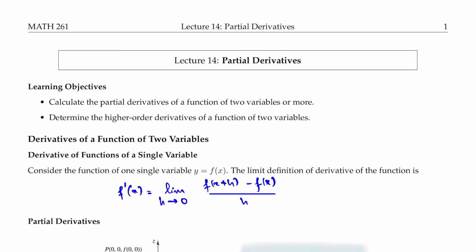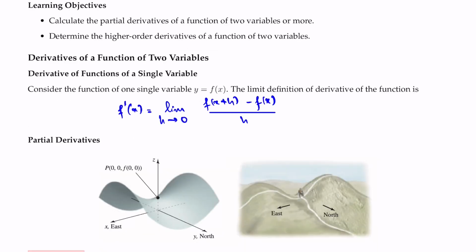Now for derivatives of two variables, consider a function f defined on the domain D in the xy plane. Suppose f represents the elevation of the land above sea level over D, which is again the domain of the function. Imagine that you are on the surface z equal to f of x, y at the point a, b, f of a, b, and you are asked to determine the slope of the surface where you are standing. Your answer should be, it depends.